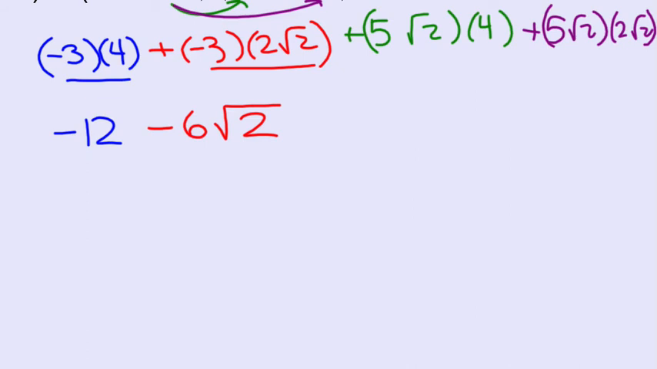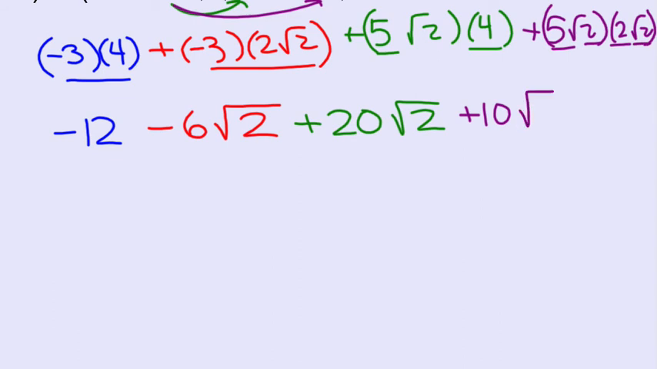And we'll go to the green. Outside stuff is 5 and 4, which is 20. And then the square root of 2 is left. The purple one, 5 times 2 is 10. Square root of 2, square root of 2 is 4. All right, let's take care of these two like terms.